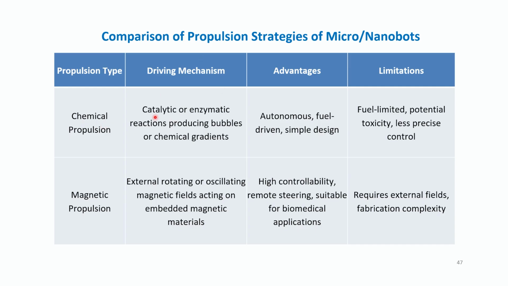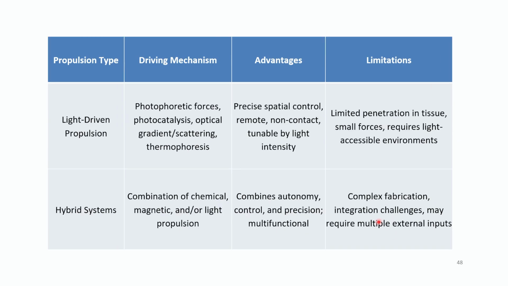Chemical propulsion: the driving mechanism is catalytic or enzymatic reactions producing bubbles or chemical gradients. Advantages: autonomous, fuel driven and simple design. Limitations: fuel limited, potential toxicity and less precise control. Then the propulsion type is magnetic propulsion. Driving mechanism: external rotating or oscillating magnetic fields acting on embedded magnetic materials. Advantages: high controllability, remote steering and suitable for biomedical applications. Limitations: it requires external fields and has fabrication complexities.